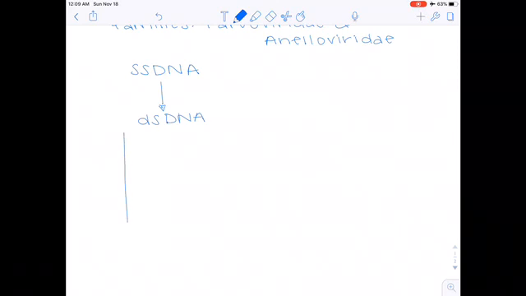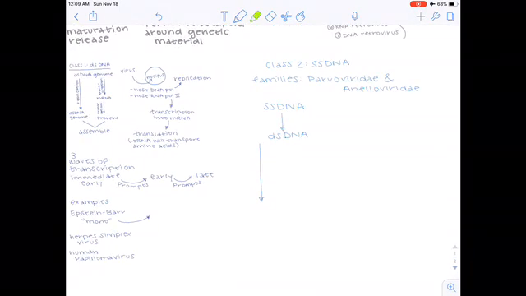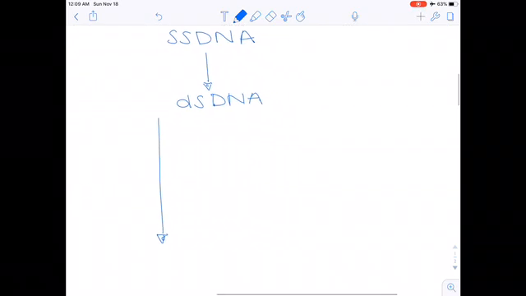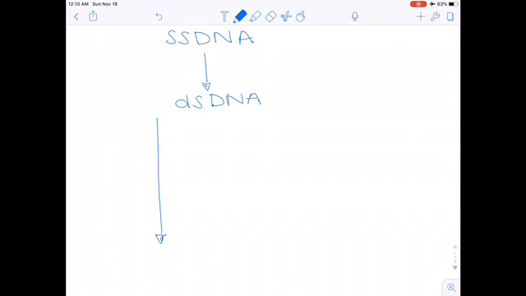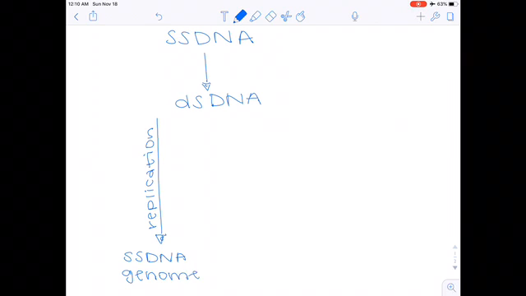And then it is the exact same process as over here. So when we look at this right here, all that is going to be pretty much mirrored over here. So we have replication into another single-stranded DNA genome that eventually will go in the assembled virion that's going to be released from the cell.